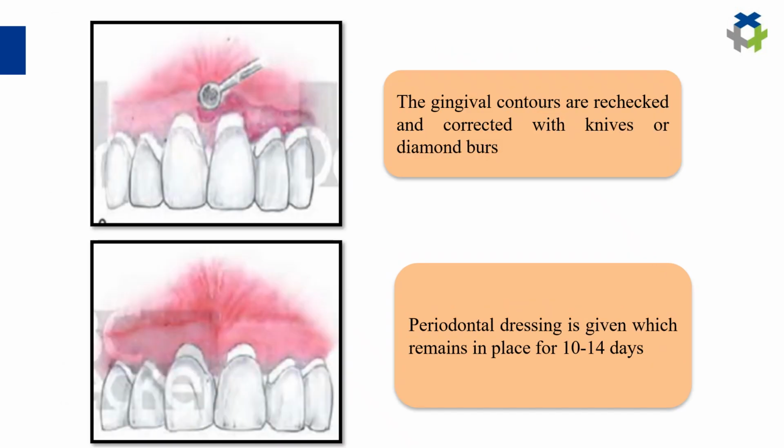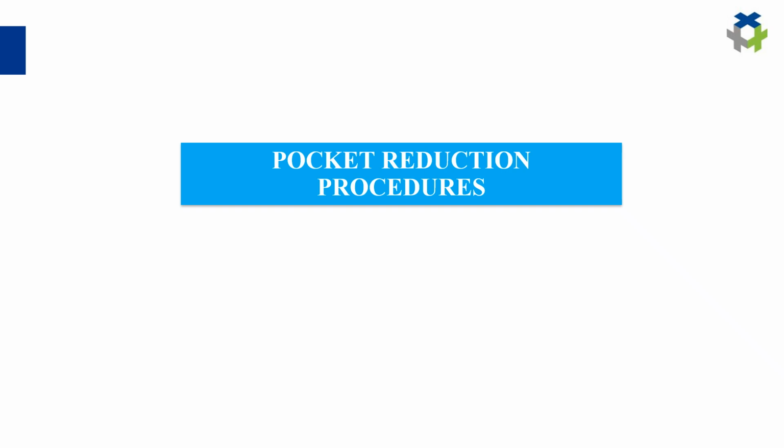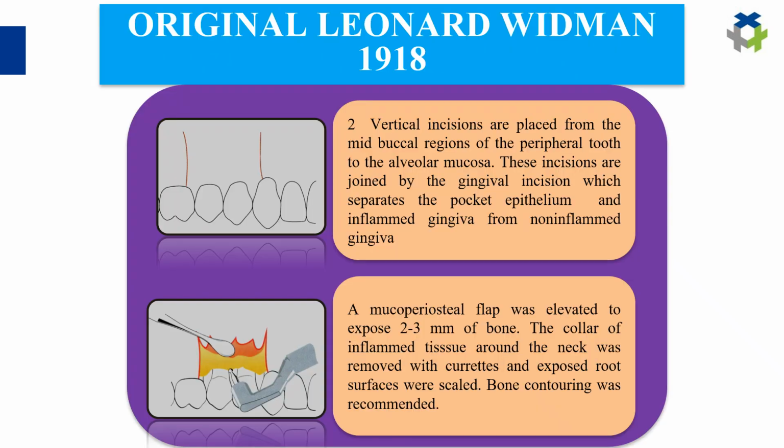Next, the pocket reduction procedures. So the pocket reduction procedure was given by Leonard Widman in the year 1918. So this involves vertical and gingival incisions to expose the bone, remove the inflamed tissue, perform root planing and recontour bone before suturing. So here the vertical incisions are placed from the mid-buccal regions of the peripheral tooth. See, two vertical incisions are placed.